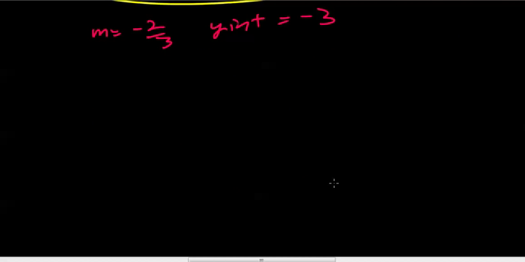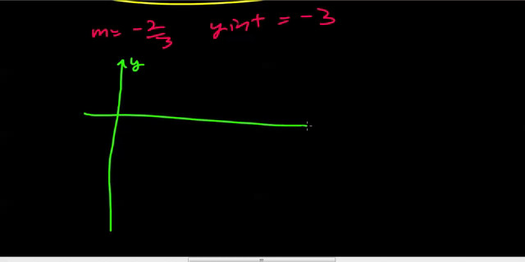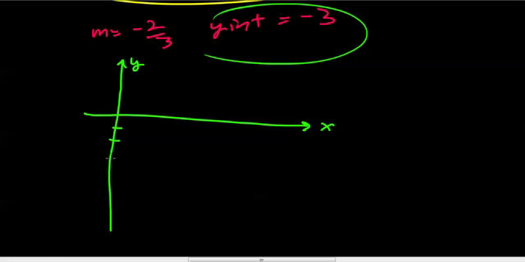Let me show you what I mean. I'm going to sketch the graph. Let me draw it. There's the y-axis. There's the x-axis. My y-intercept is going to be negative 3. So what I'm going to do is start graphing this line at the y-intercept of minus 3. So when x is 0, I know y is minus 3 on this line.